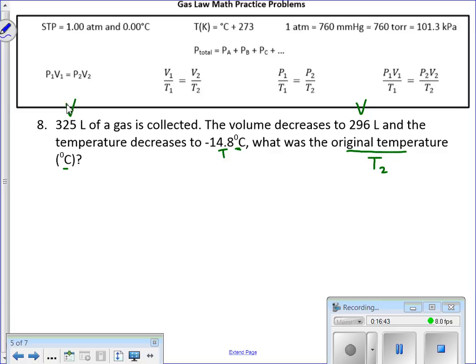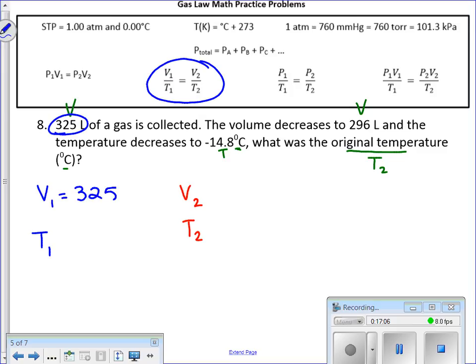So I've got volume and temperature and nothing else. So I'm going to use this equation, that's Charles's law. Okay? So I'm going to list my ones. Remember, ones are initial, twos are final. So volume 1 is right up here. It's 325 liters. Temperature 1, we don't know. That's your question mark. Okay? Volume 2. Volume 2 is 296 liters.